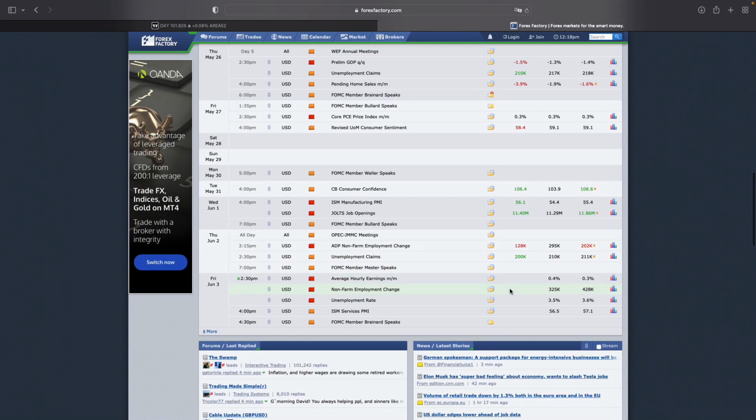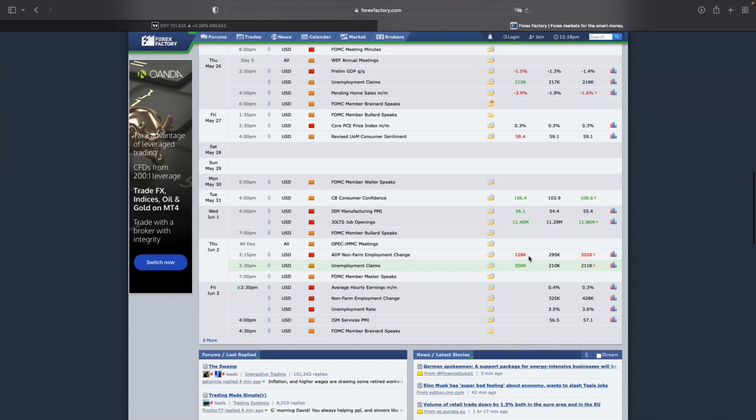So that's where the situation is. We had that 200k, which came through lower than expected, meaning that fewer people had filed for unemployment claims, purely based off the speculation from the investors. That is where we are at the moment. You can see lots of mixed data: the ADP came through lower, meaning they added fewer people, and the unemployment claims were also lower, which tells us that the data is quite mixed.